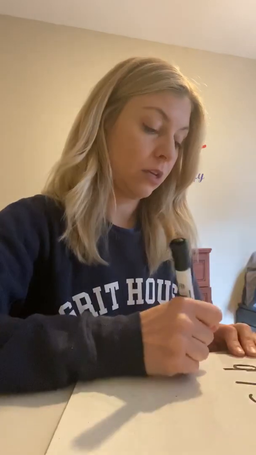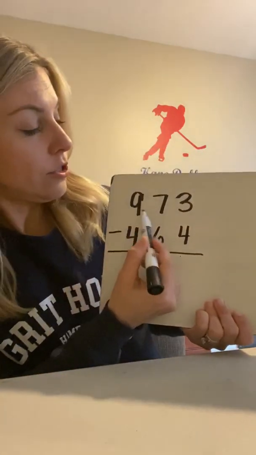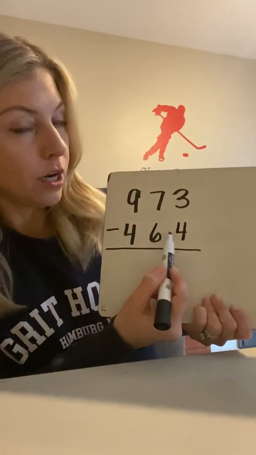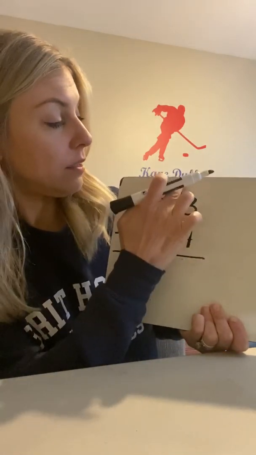Let me erase this. Let me get my board with no lines on it. Let's do 973 take away 464. Let's start with this one. 973 minus 464. If you want, you can do your line to divide.